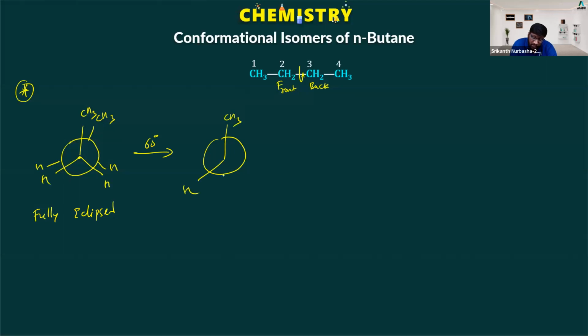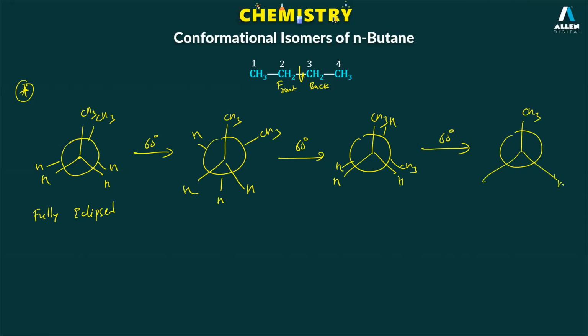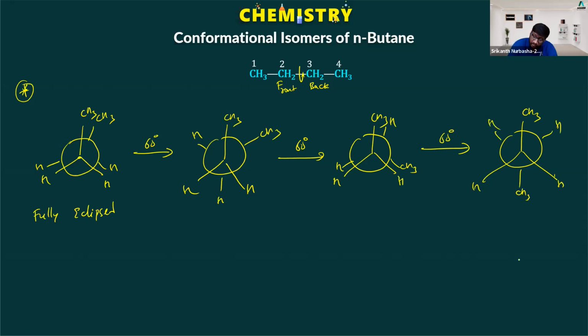The front carbon I am keeping the same, and the back carbon I am rotating. CH3, H, H. Again rotate 60 degrees. Here you have CH3, here you have hydrogen, here you have hydrogen. Rotate by 60 more degrees. The methyl will be here, and two hydrogens are in this direction. Again rotate by 60 more degrees.